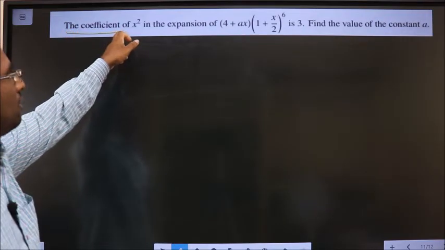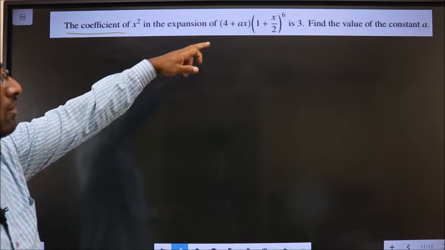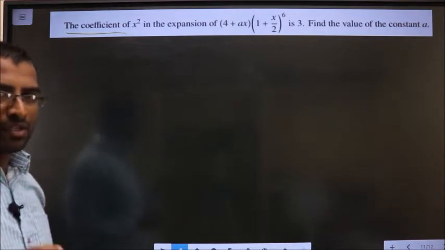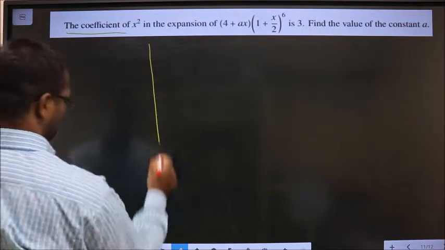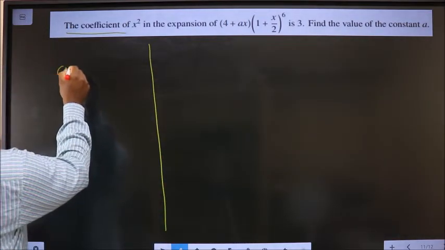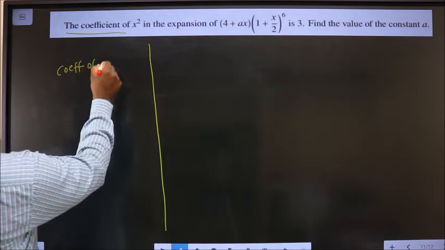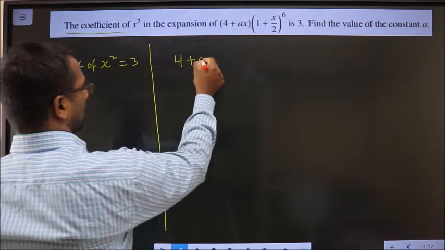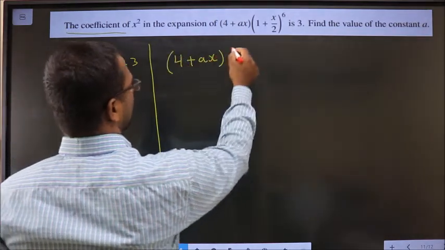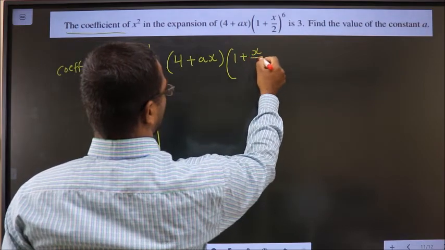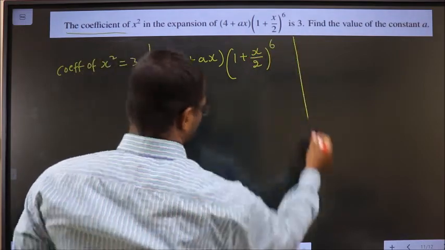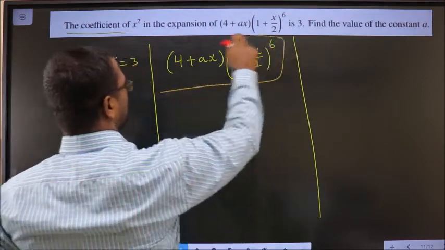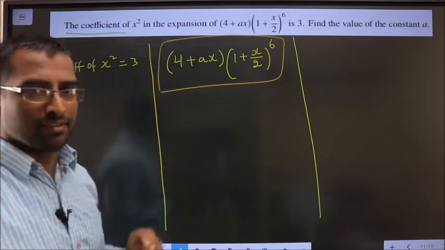The coefficient of x square in the expansion of (4 plus ax) times (1 plus x by 2) power 6 is 3. Find the value of the constant a. Given is the coefficient of x square equal to 3 in this 4 plus ax times 1 plus x by 2 power 6. In this expansion, the coefficient of x square equal to 3 is given.